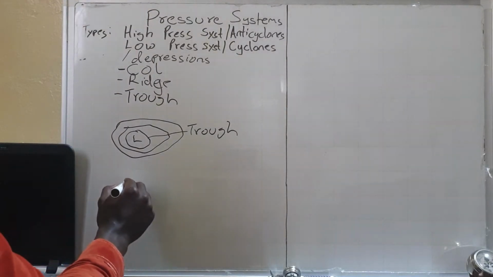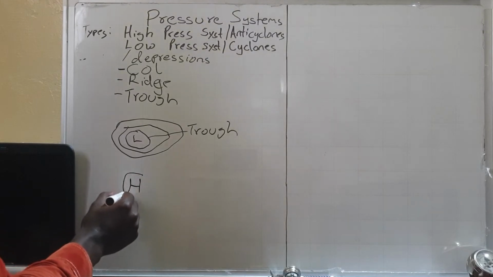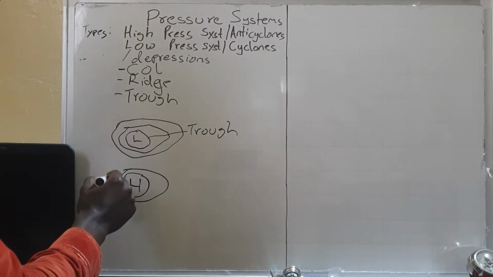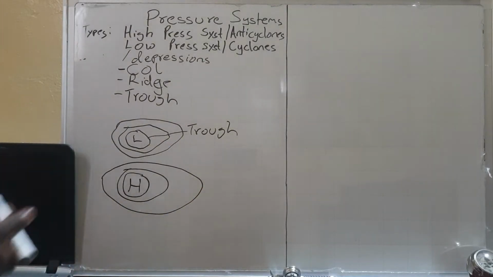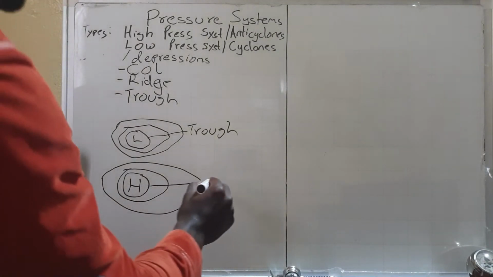Then we have what we call a high pressure. In the high pressure, we notice the isobars are usually much farther spaced apart. We'll see why. Then there's a finger-like protrusion here, and this is what we call a ridge.